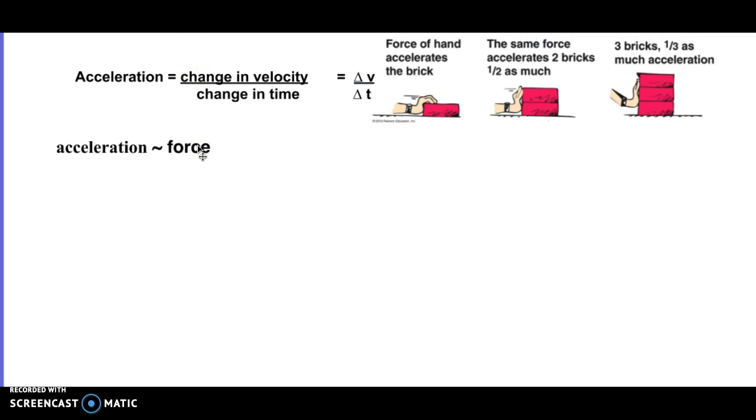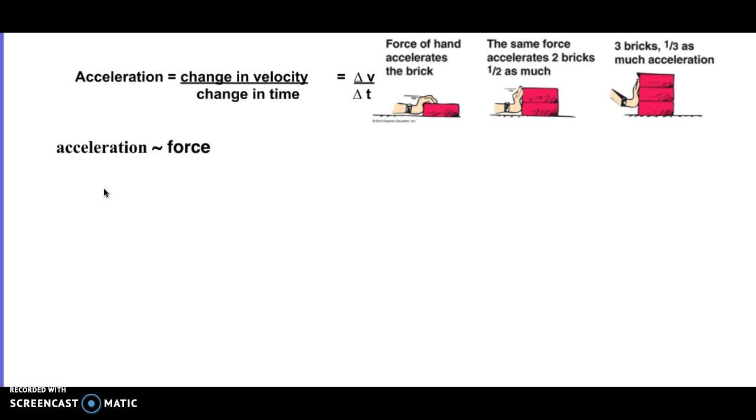So we say acceleration is approximately equal to, or proportional to, force. In other words, if the force increases, the acceleration will increase, and vice versa. If the force decreases, then we would expect the acceleration to go down, and that just makes sense. The more force we put on something, the faster we'd expect it to accelerate. The less force we put on it, the slower it's going to accelerate, assuming it's the same object.